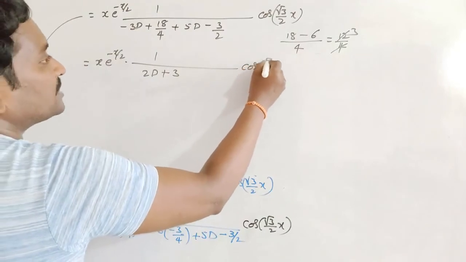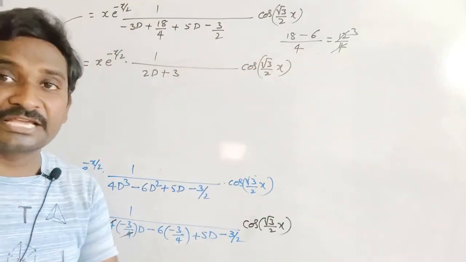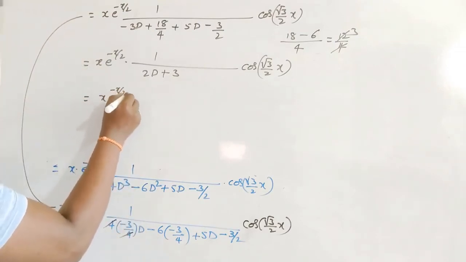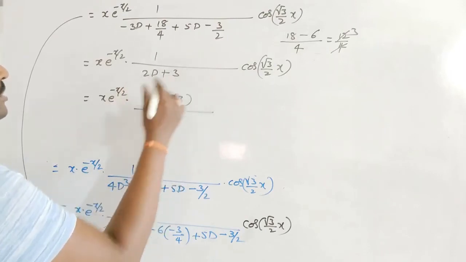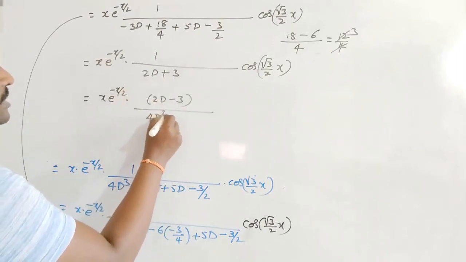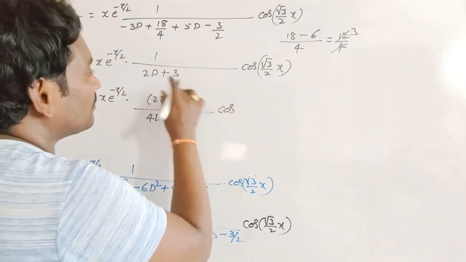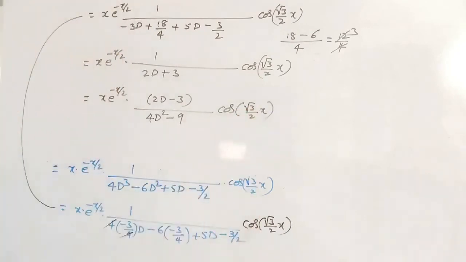So cos of root 3 by 2 x. Still D is not eliminated, so you have to rationalize. What is the rationalizing factor? x into e power minus x by 2 into 2D minus 3 by 2D plus 3 into 2D minus 3. It would be 4D square minus 3 square, it would be 9, by rationalizing the denominator. So cos of root 3 by 2 x.